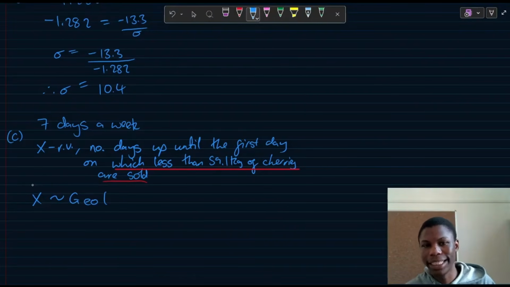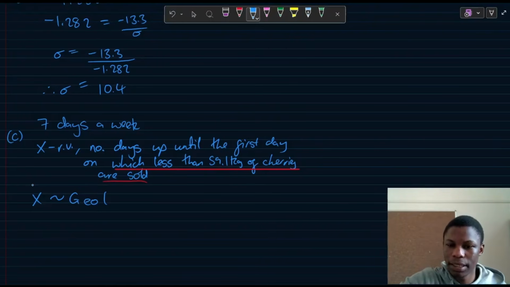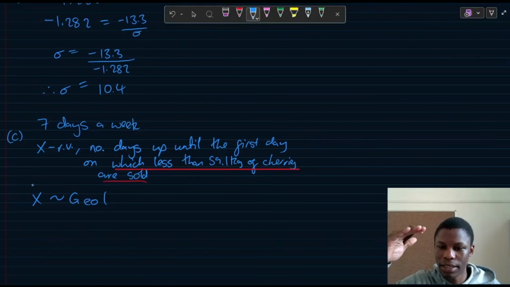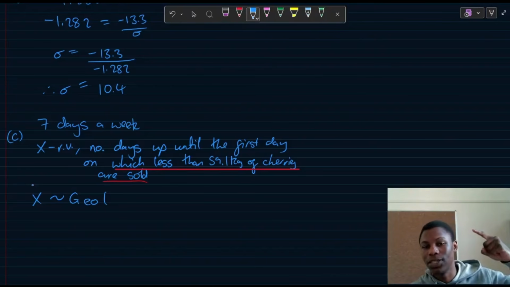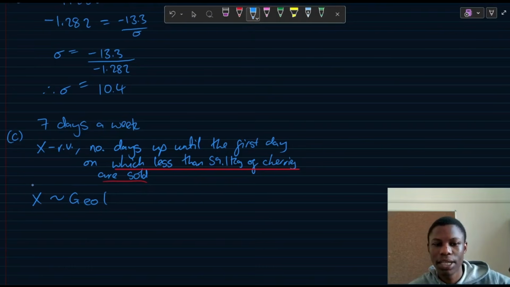and we were actually given this probability. If you go back to the stem of part B, where it says the mass of cherries sold per day in a supermarket is normally distributed with mean that and standard deviation that, it is known that on 10% of the days, less than 59.1 kgs of cherries are sold. So our probability of getting a day with less than 59.1 kgs is 0.1.